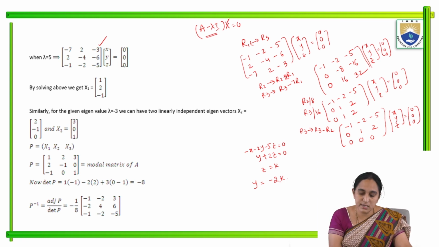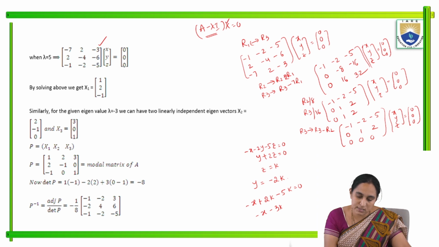If we know that z is k and y is minus 2k, substitute in the first equation, that is minus x minus 2 into minus 2k minus 5 into k is 0. That gives minus x minus k, and so on. Here we have y is equal to minus 2k and z as k.